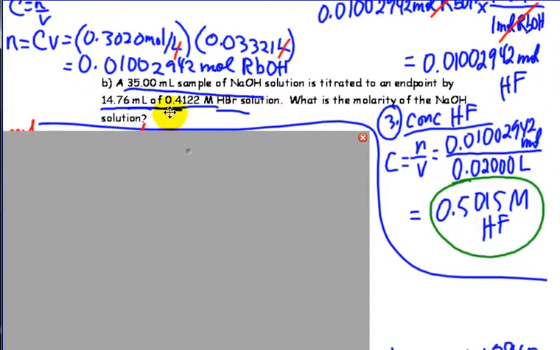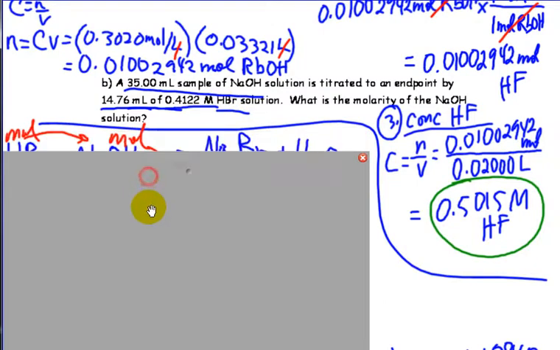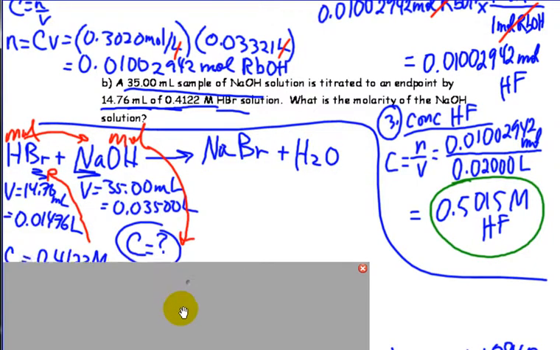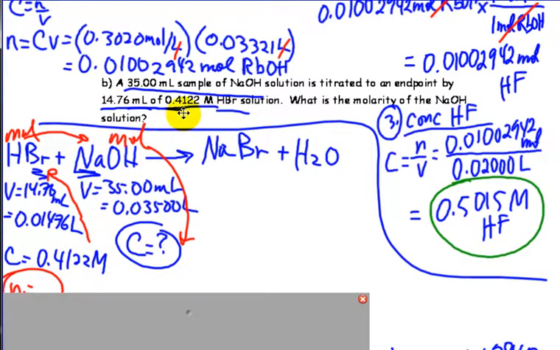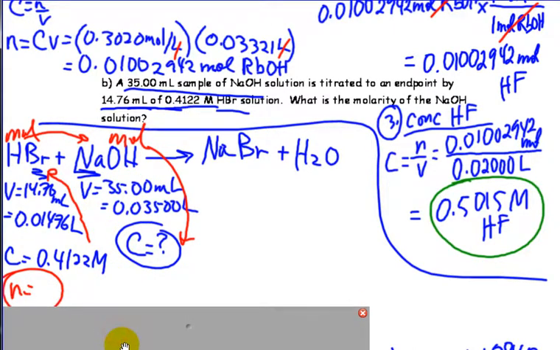Okay, if you had a chance to do that, NaOH and HBr, again it's a 1-to-1 ratio. On the assignment you'll be doing 2-to-1 ratios and maybe even 3-to-1 ratios. On the quiz I think I have a different ratio than 1-to-1, so be aware of that middle step there. So a 35 mL sample of NaOH is titrated to the endpoint by using 14.76 milliliters of HBr. The HBr is known to be 0.4122 molar.